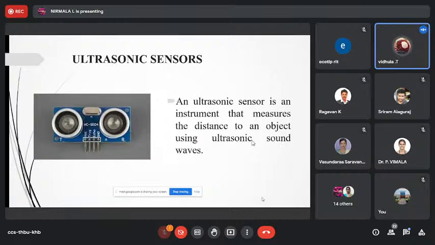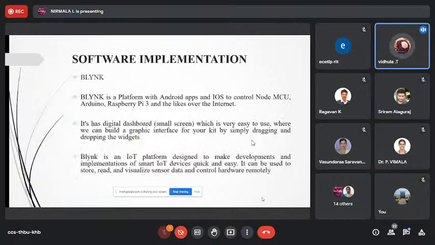And the next one is Blynk. Blynk is a platform with Android and iOS apps to control the NodeMCU, Arduino, Raspberry Pi 3, and the likes over the internet. It has a digital dashboard which is very easy to use, where we can build a graphic interface for your project by simply dragging and dropping the widgets. Blynk is an IoT platform designed to make development and implementation of smart IoT devices quick and easy. It can be used to store, read, and visualize sensor data and control hardware remotely.